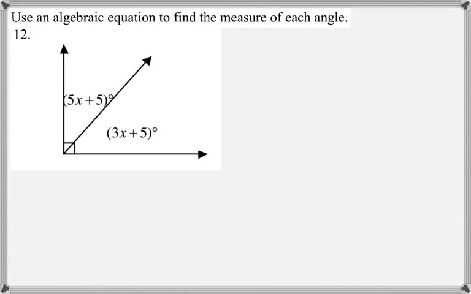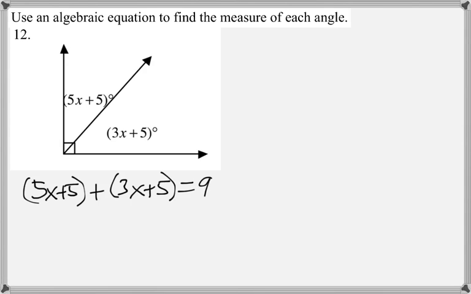Number 12 is very similar to number 11, where we do not know what x is, and we don't know what these two expressions are individually. But we do know that if we add them up, they have to be equal to 90 degrees. So 5x plus 5 plus 3x plus 5 has to be equal to 90 degrees.